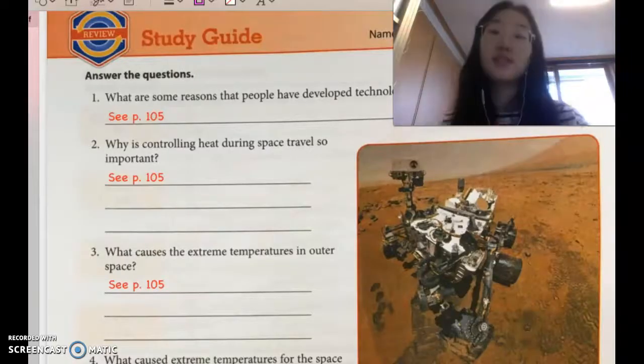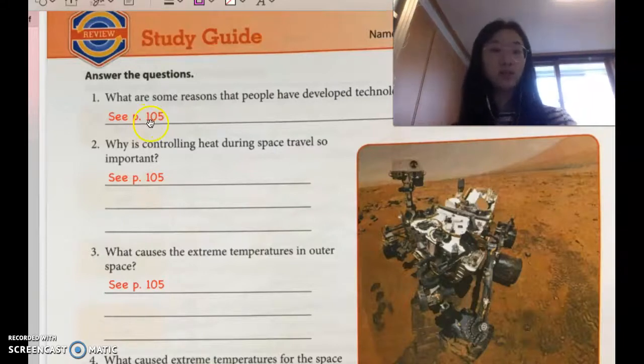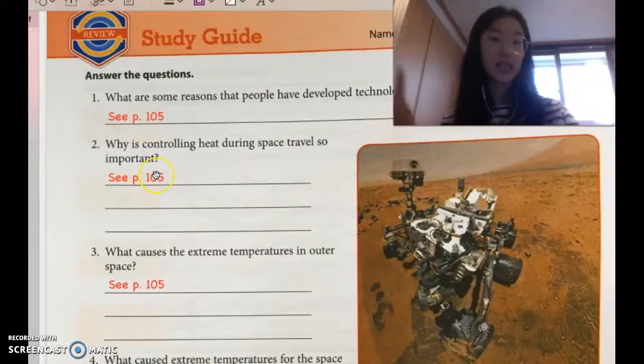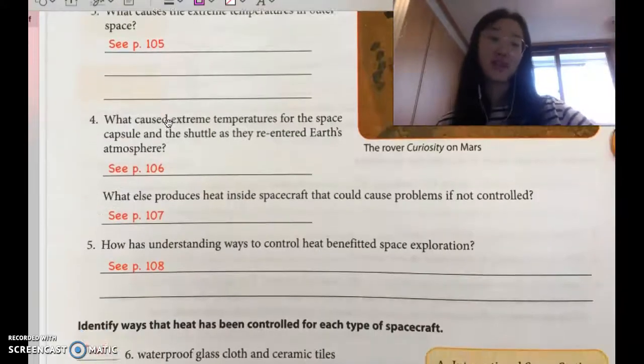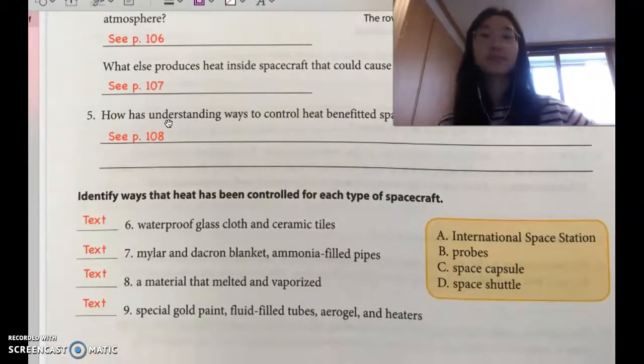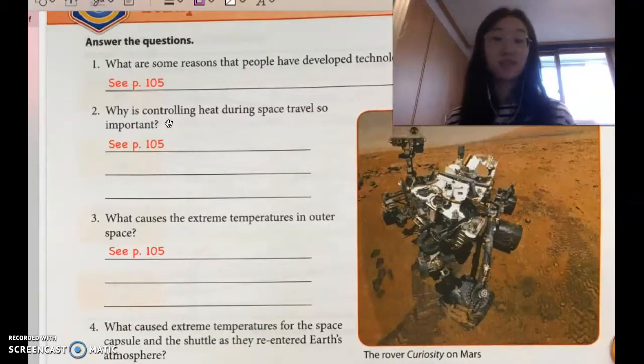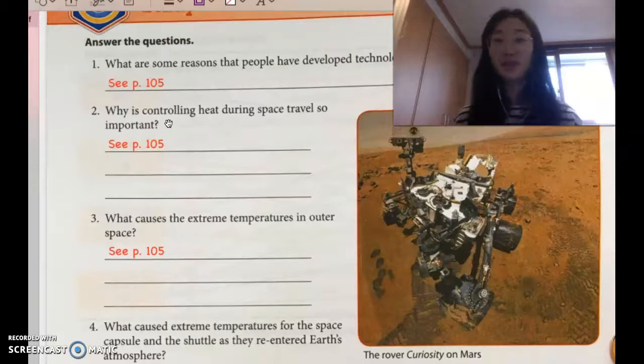This is page 76, right? So I put down where you can find the answer, so like little hints. So number 1, you'll find the answer in page 105, etc. You can see the pattern. Let's read the directions together, and you are going to pause the video and complete on your own.